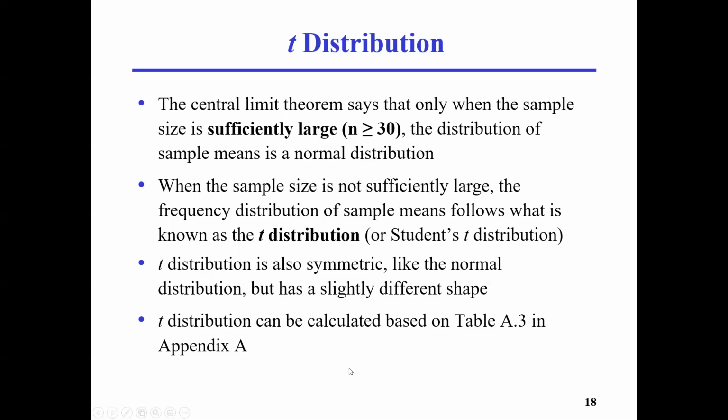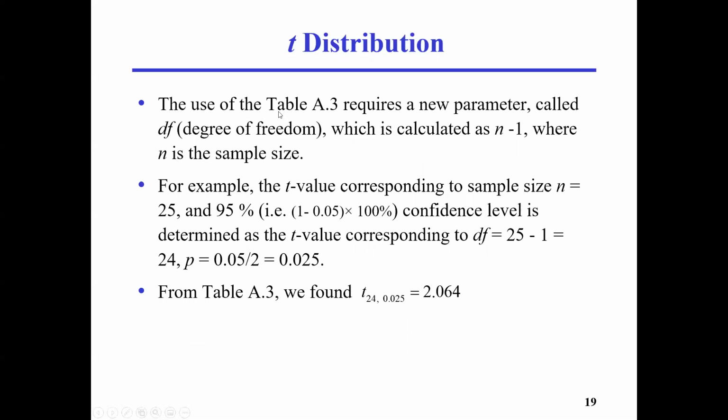For the standard normal distribution, we use A2. For the t distribution, we use A3. These two tables are similar to each other, but if you want to use table A3, you need another new parameter, which is called df, short for degrees of freedom. The calculation of df is very straightforward. df equals n minus 1, where n is the sample size. So that's table A3. For example, the t value corresponding to sample size n equals 25 and a 95% confidence level is determined as the t value corresponding to df equals 24, which is the result of 25 subtracting 1.